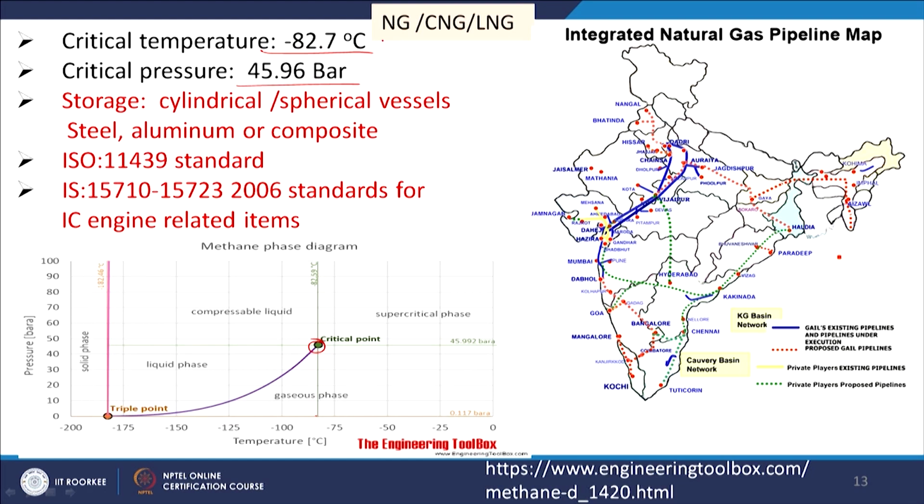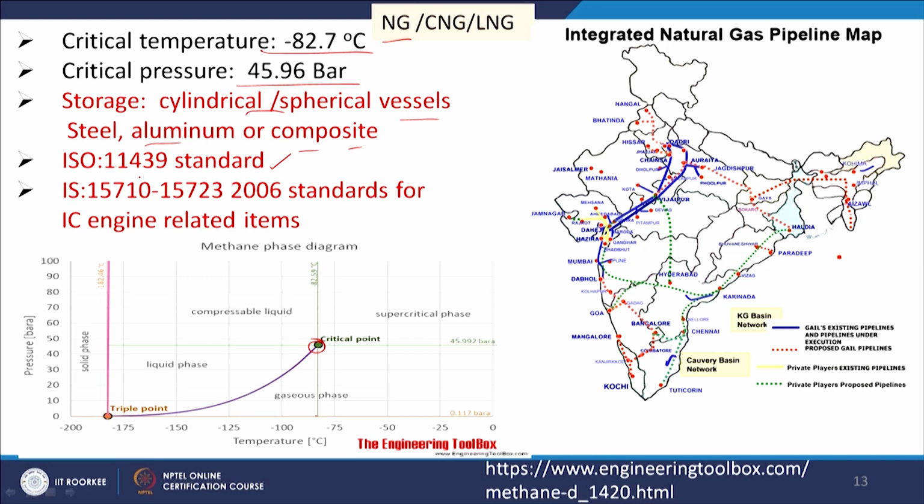So, how will we store it? This can be stored in cylindrical or spherical vessels, made of steel, aluminum, or some composite, and these are defined by the standards. It should have some quality as mentioned in the standards, and we see this natural gas net in the country.